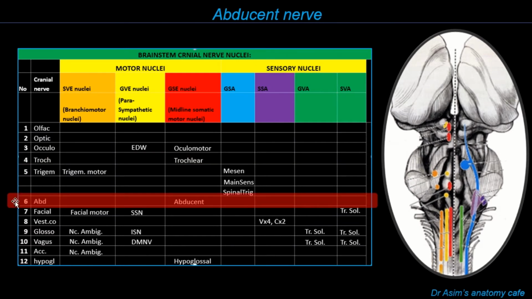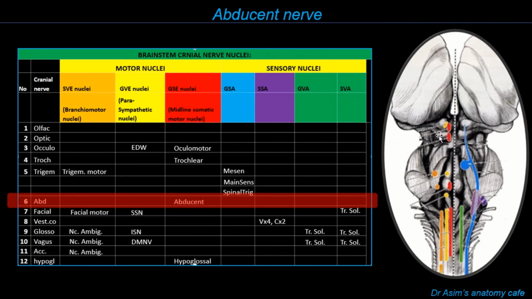Lastly, if you look at the abducent nerve, the table suggests that the abducent nerve is also a pure motor nerve. It has only one nucleus, which is situated in the general somatic efferent, or the red column, and hence will innervate a somatic structure which is once again under our voluntary control. And in this case, this would be the lateral rectus muscle, which is also an extraocular muscle.